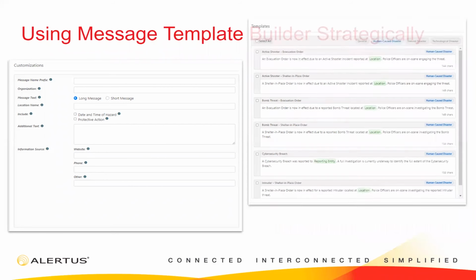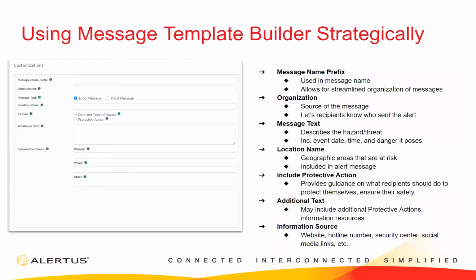Now, what are the gold standard elements? Here we have the message name prefix. Now, this one is not necessarily an industry gold standard. It's something that our developers put together, and it will help with the organization of the alert messages so that when users go in, they can easily identify the message that they need by the name of the message, right? And so the prefix will appear right before the message.